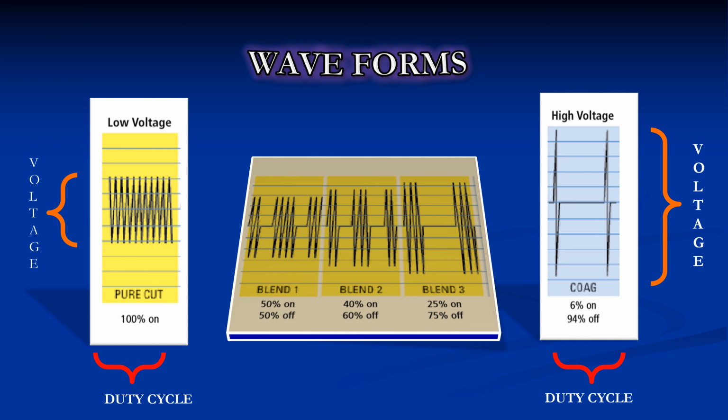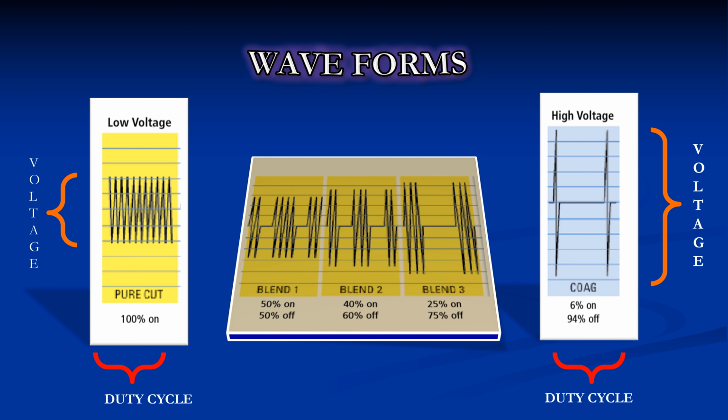It is important to mention that the difference between cut waveform and coagulation waveform is summarized in two important things. The first is the voltage, the second is the duty cycle. In cut waveform, the voltage is low, while in coagulation waveform, the voltage is high. In cut waveform, the duty cycle is 100%, while it is only 6% in coagulation mode.